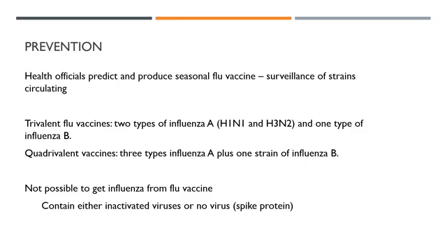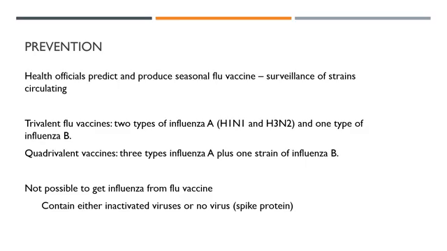There's also quadrivalent, meaning 4. There's 3 types of influenza A plus 1 strain of influenza B. So it kind of just depends on how many virus types are circulating as to what they do. So in case anybody asks, it is absolutely 100% not possible to get influenza from a flu vaccine.